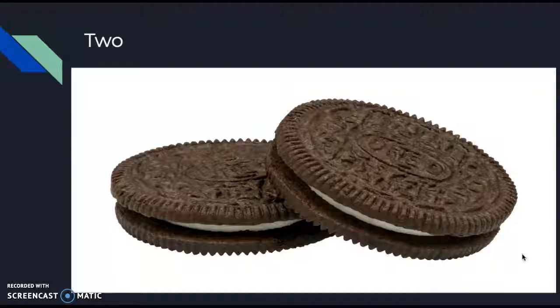And then lastly, we have the number two, and that's spelled T-W-O. And this picture is 2 cookies. We can also represent this word with the number 2.